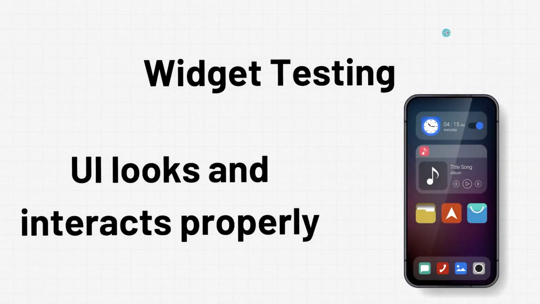The next type of testing is widget testing. So widget testing tests that your UI looks and interacts how you want your UI to look and interact like. So in this maybe picture example, you see there's a toggle button here. You might want to test whether pressing it toggles it off and on.